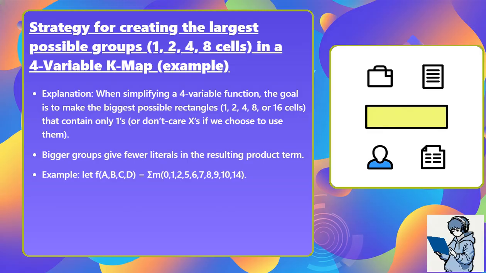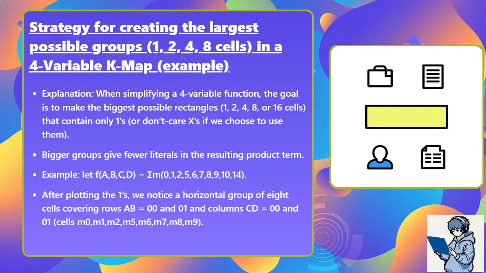Example: let f(a, b, c, d) = Σm(0, 1, 2, 5, 6, 7, 8, 9, 10, 14). After plotting the ones, we notice a horizontal group of 8 cells covering rows ab = 00 and 01, and columns cd = 00 and 01. Cells M0, M1, M2, M5, M6, M7, M8, and M9.